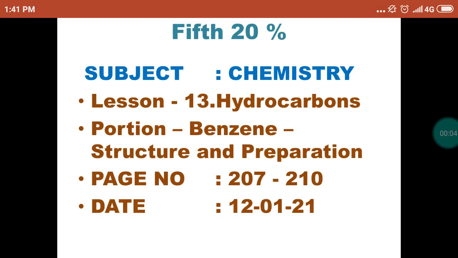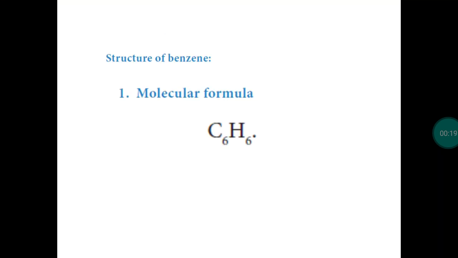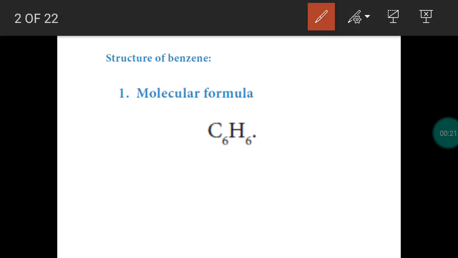Dear students, in today's class, we are going to discuss structure and the preparation of benzene. Page number 207 to 210. So first point, the elemental analysis and the molecular weight determination shows that the molecular formula of benzene is C6H6.